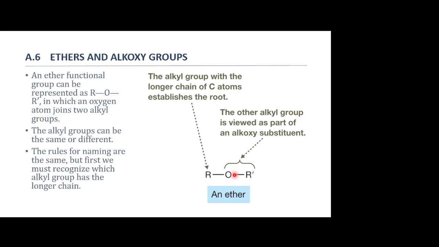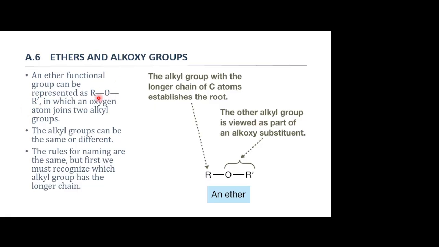Okay, so let's talk about ethers and alkoxy groups. An ether is going to be a functional group. It's going to be represented with R, O, and then another R. Now note when you have two different R's, that's going to be R, and then the next one will be R prime. If you had a third different one, it would be R double prime. Fourth, R triple prime, right? You can denote different groups by putting those primes.